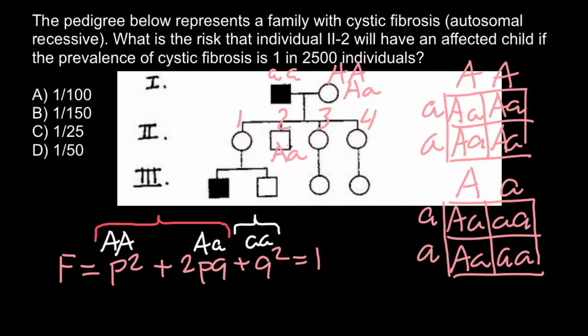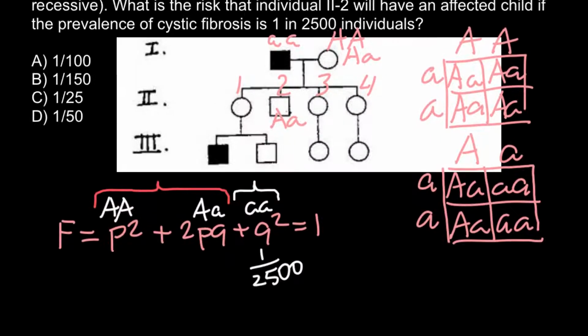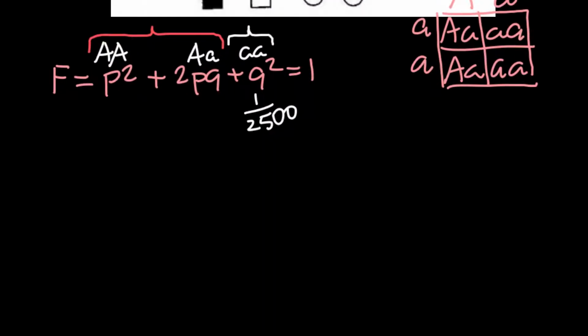And we know that the frequency of this affected genotype, and also this means affected phenotype, is 1 out of 2,500. So 1 out of 2,500 people would be affected with this genetic disorder. So how are we going to solve our problem?